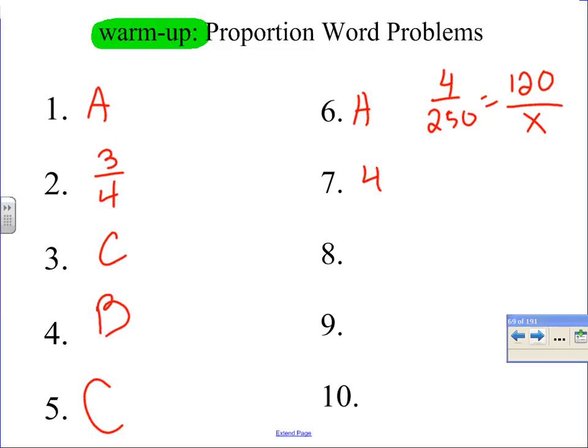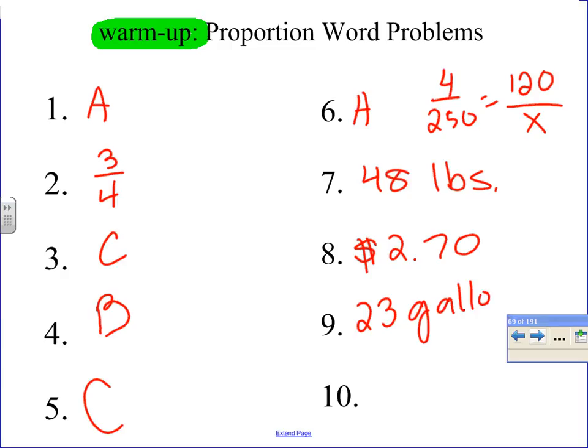Good, 48 pounds of oranges. Number 8, Matt. Good, $2.70. Perfect. Doug, number 9. 23 gallons. Good. Number 10, Mary. 90 or 92? Good, calories. All right, questions on those?